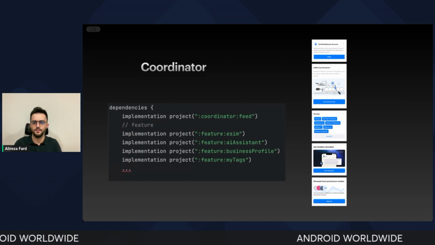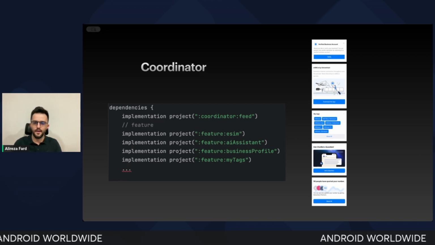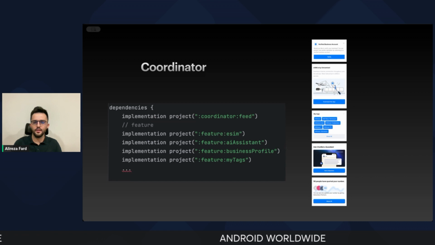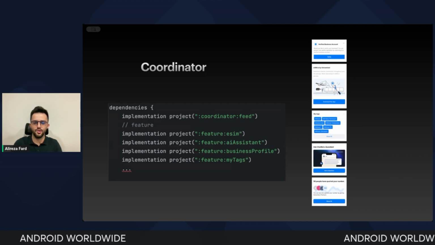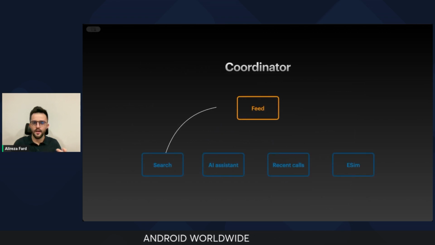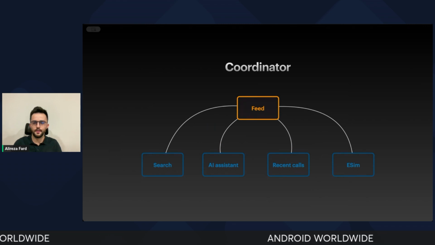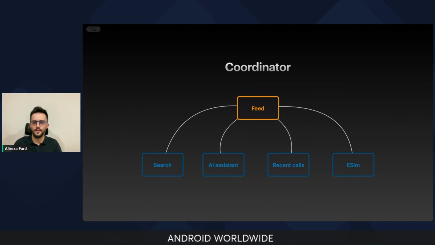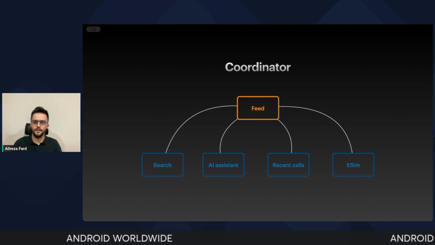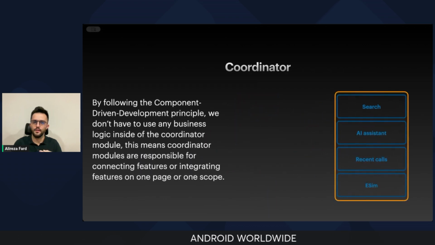In that case, the parent module is the root module, and we include our features: eSIM, AI assistant, business profile, my tags, and so on. This way, coordinators will be holders of our features, and they do not care what the feature is as long as they have the same interface as other features. So this is just a short diagram about the screen I showed before, and when you compile it, it will be like this, and when you run it, it converts to one screen.